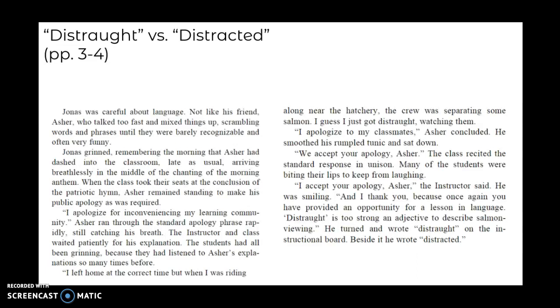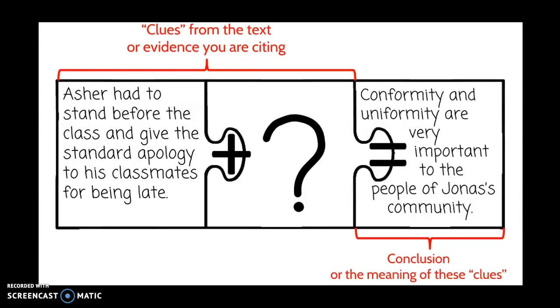This last flashback is when Asher accidentally uses the word distraught instead of the word distracted. If you'd like to read this flashback, go ahead and pause the video and read it to yourself. For this flashback, I have given you one of the clues or one piece of evidence from the text, and I've told you what we can conclude. I need you to figure out one more piece of evidence that helps us reach the conclusion. So the piece of evidence that I have given you is that Asher had to stand before the class and give the standard apology to his classmates for being late. The conclusion is that conformity and uniformity are very important to the people of Jonas's community. What else in the flashback supports this?